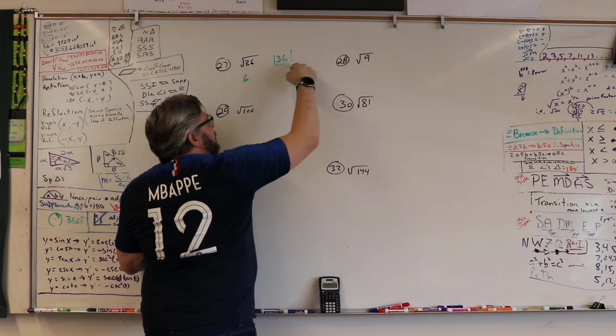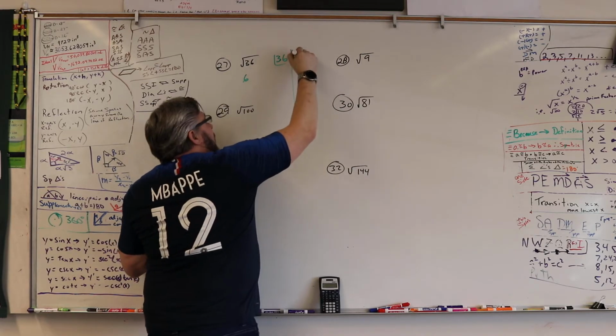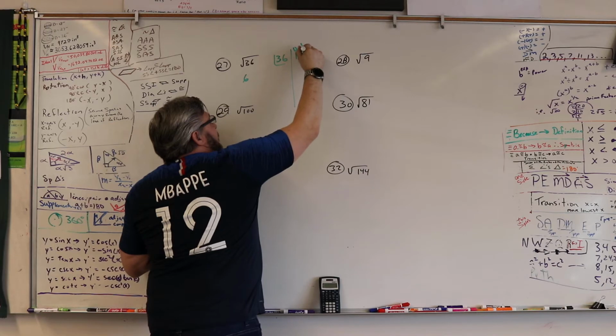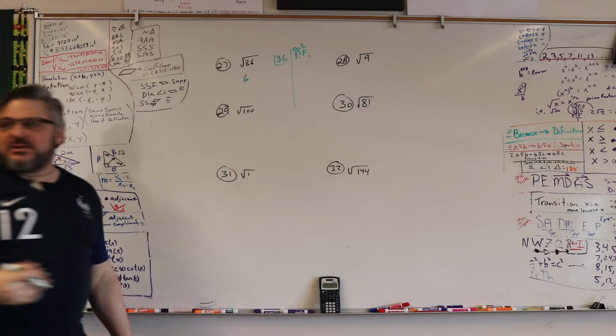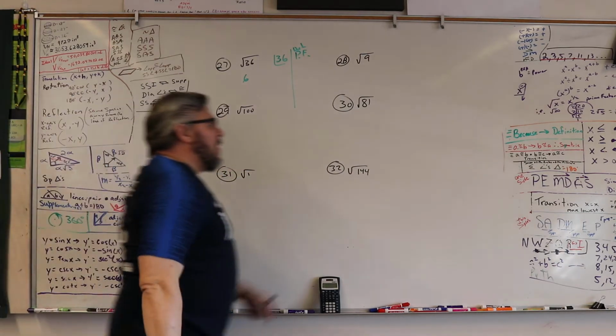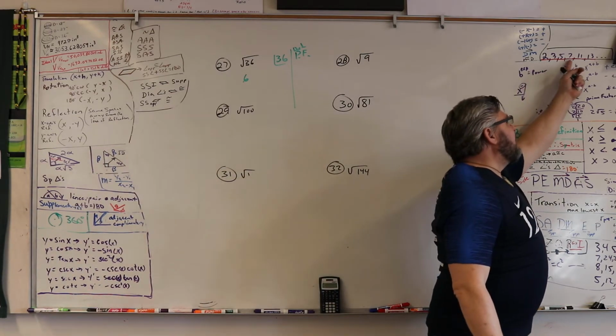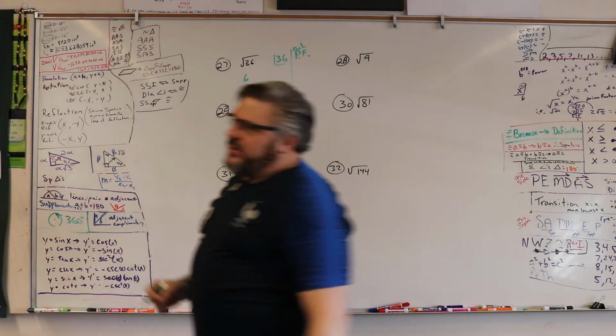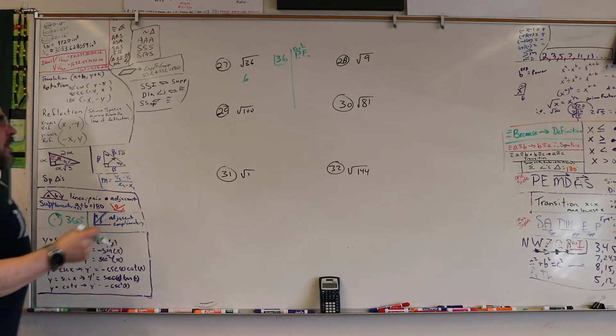If you're going to use a two-column proof on it, you can write definition of PF, or prime factorization. So you always start with your primes. Remember, 2, 3, 5, 7, 11, 13. We talked about this at the beginning of the year.